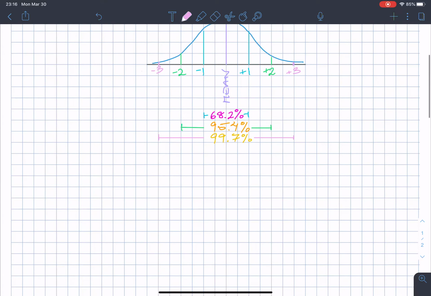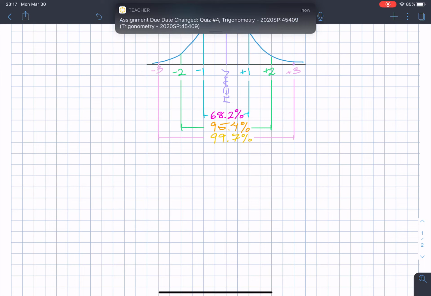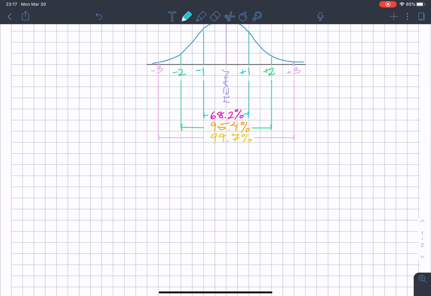Maybe I should put some lines here to indicate what I mean, no pun intended. Okay, so hopefully that makes sense. Oh my goodness, these notifications. Maybe I should go offline while I'm doing this.